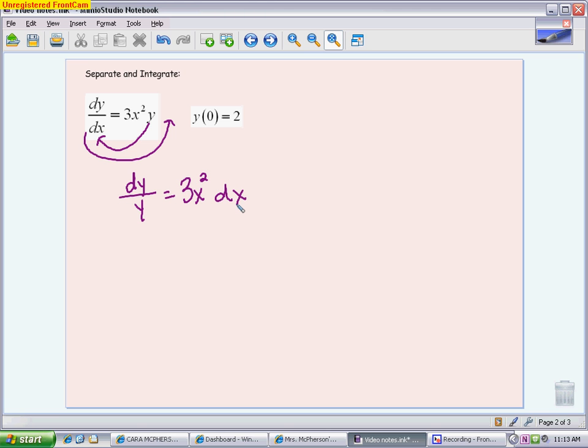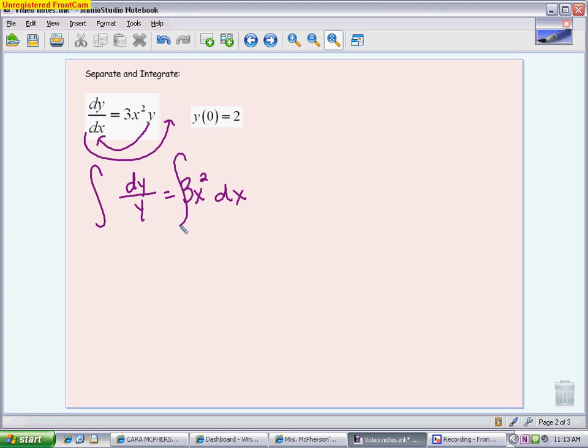The goal in separating is to make sure all of your y's end up on one side with the dy. dy stands for the variable of integration that we're in terms of y. And all your x's on the other side with your dx. And the dx can't be part of the denominator. It has to be multiplied. Once you do that, you're ready to integrate because you have everything in a correct form.